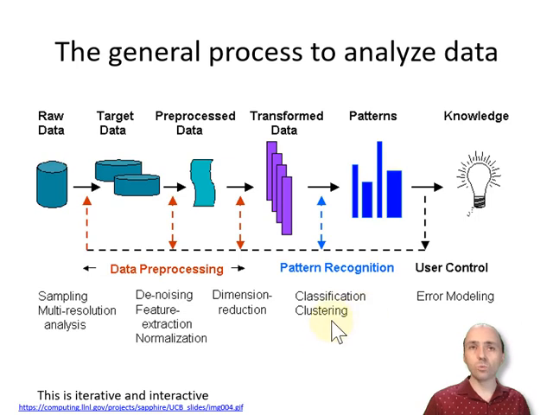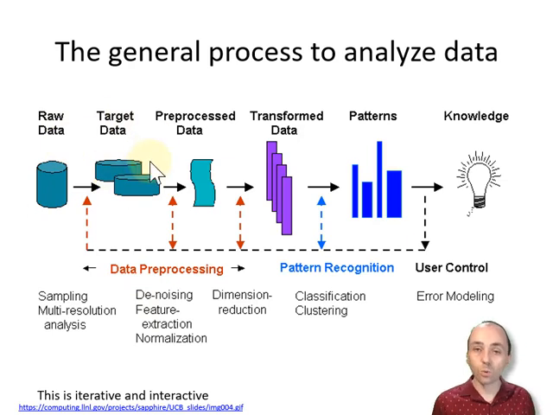So how do we analyze data in data mining? The general way to analyze data: there is a process I show you here. Generally, if we want to analyze some data, any kind of data, we have the raw data. Then we need to choose the target data, the data that we want to analyze. Maybe we have a lot of data and we want to choose the important data.